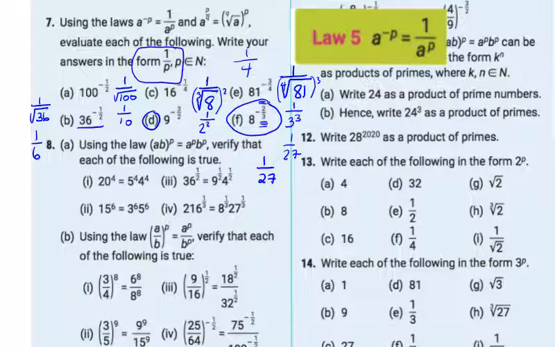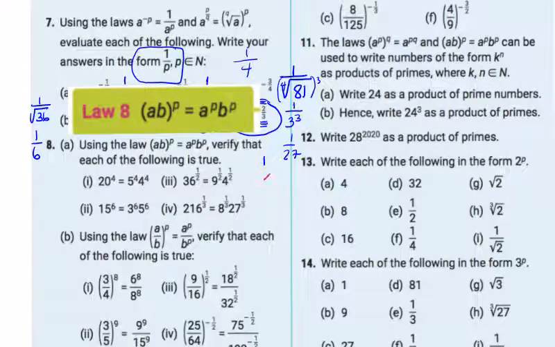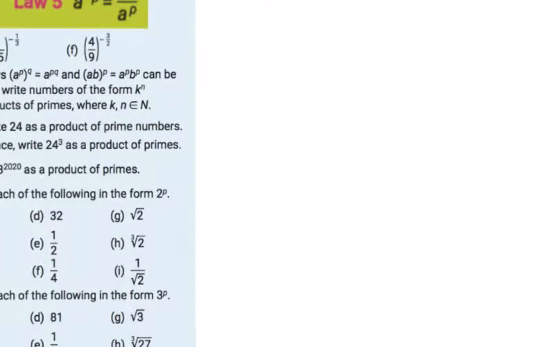Now we have a different rule in question 8. And this law in question 8 is law 8. And it states that a product AB to the power of P can be separated, that both of them can be raised to the power. I'm going to just jump across and show you a quick example of that. 2 times 3, that's the product, that's your AB.